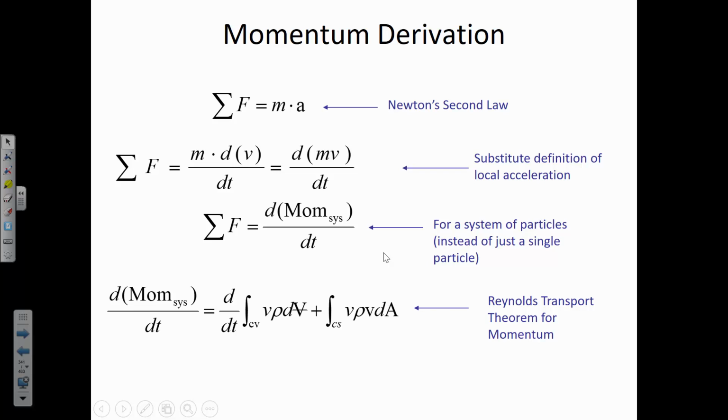Then on the inside of the control volume term, we've got some change in volume multiplied by the density.